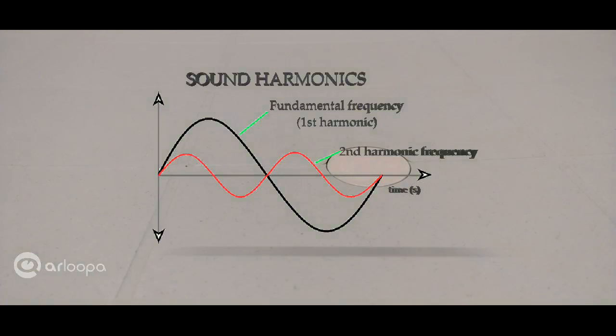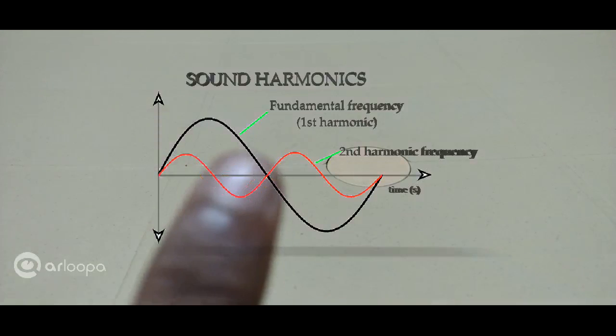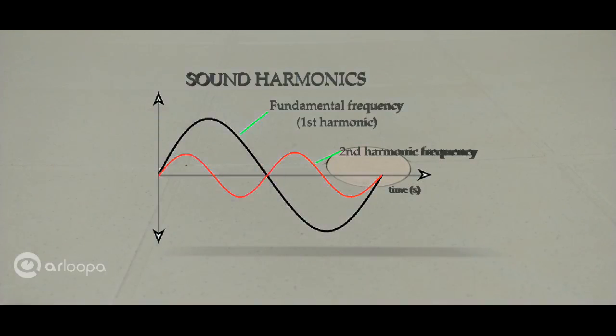Now, how does overtone come into this picture? The second harmonic frequency is nothing but the first overtone. And if there's a third harmonic frequency, that's going to be the second overtone. So harmonics are the amalgamation of all the frequencies, including the fundamental, whereas overtones are the amalgamation of frequencies above the fundamental.